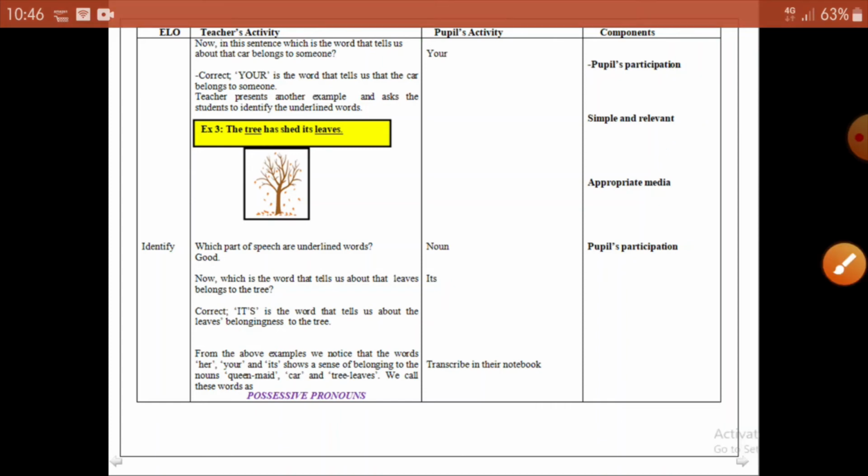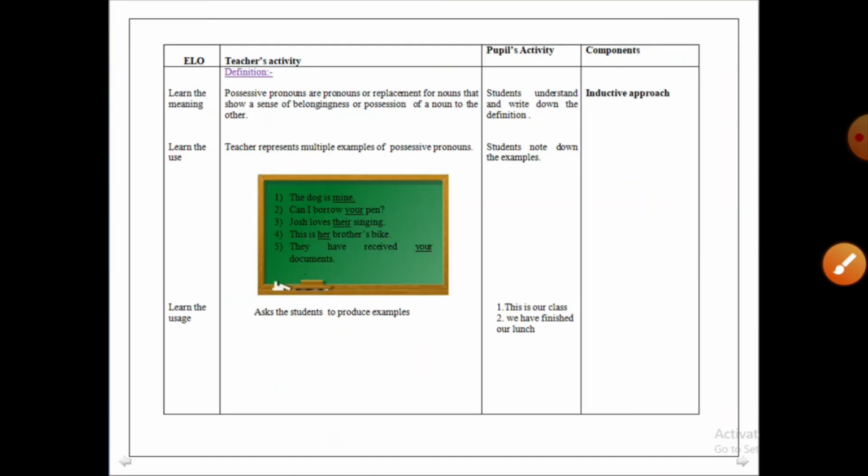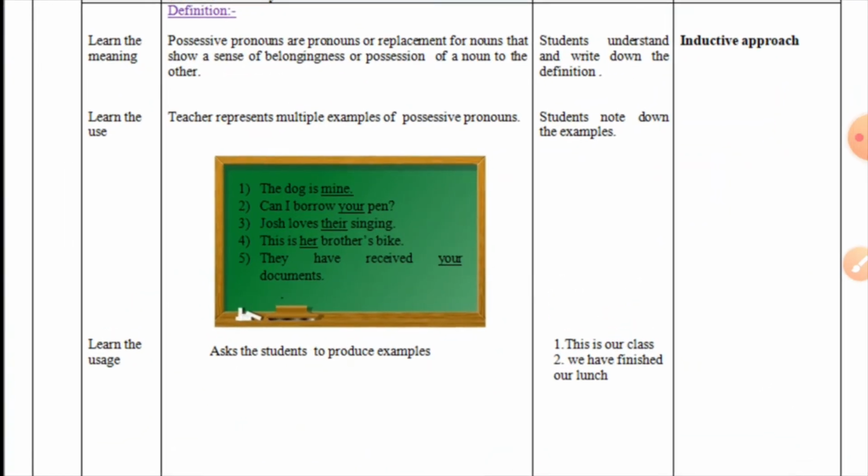Now coming to the next part, if you see the episode, what I have done later, I have just defined it on the board. So possessive pronouns are pronouns, or replacements for nouns, that show a sense of belongingness or possession of a noun to the other. Students understand, write down the definition, and I have mentioned at the end, when I have defined here, that I have used the inductive approach, because in your components you have mentioned which approach it is. Now, the teacher presents multiple examples of possessive pronouns after the definition, okay?